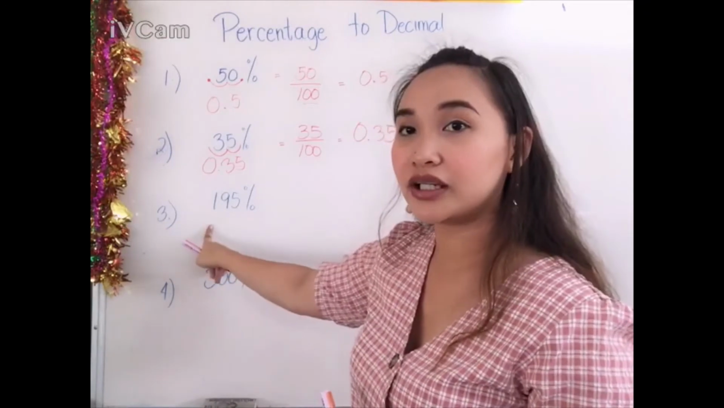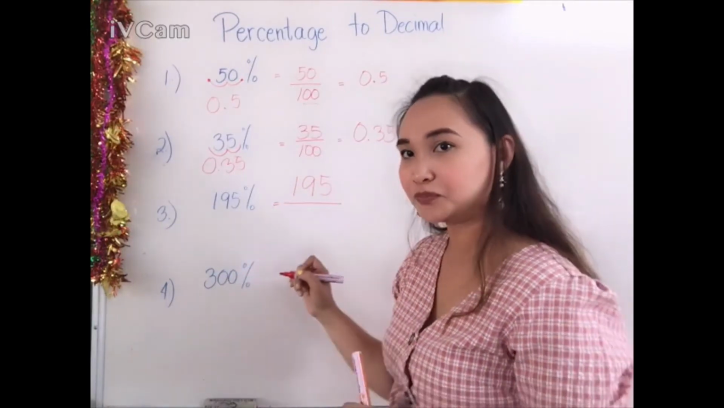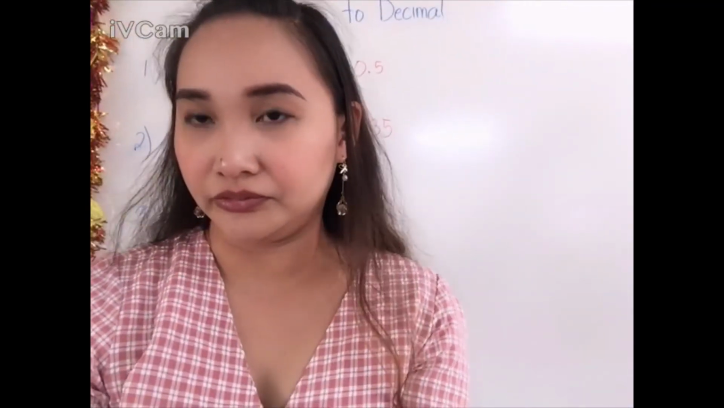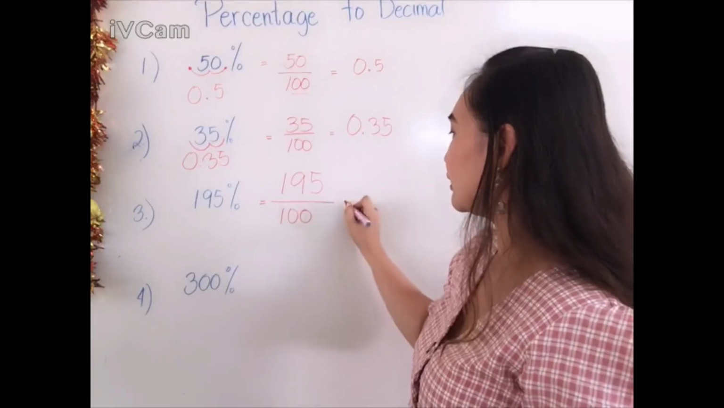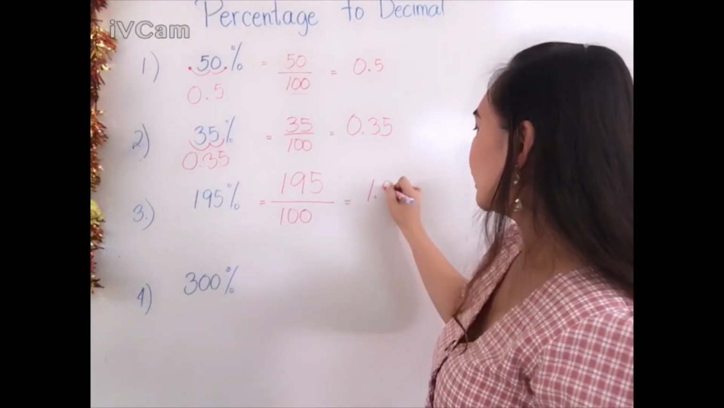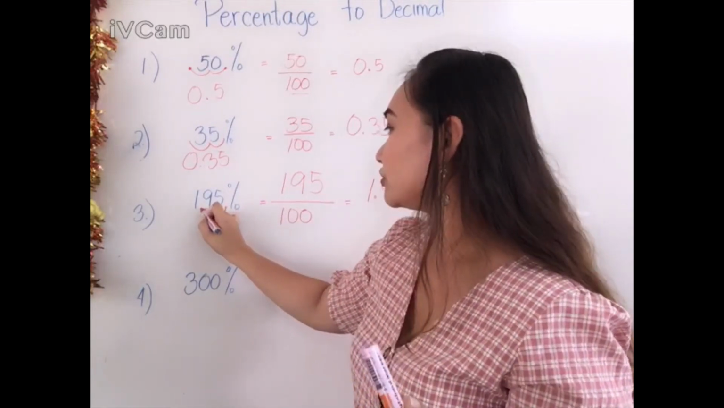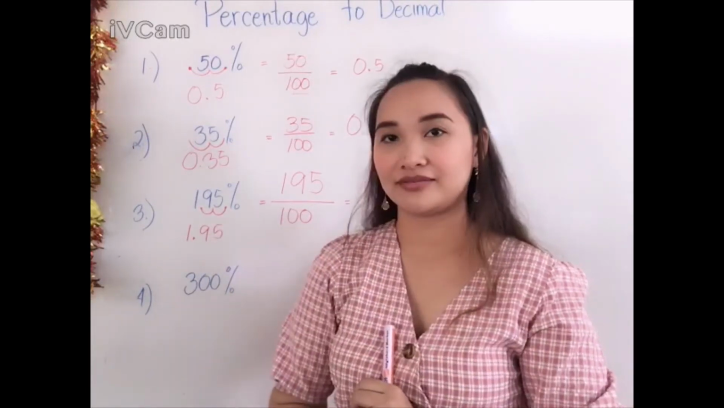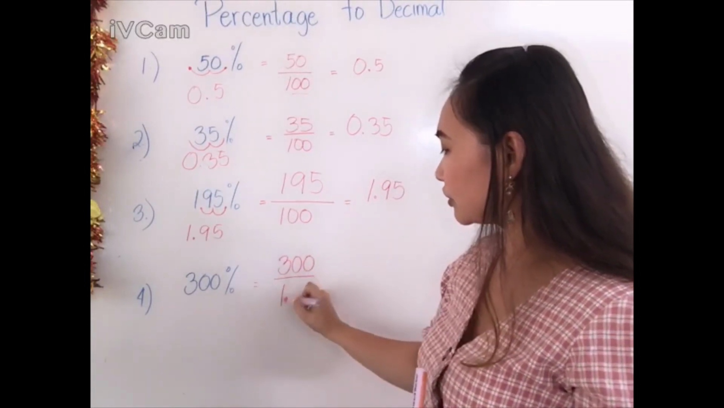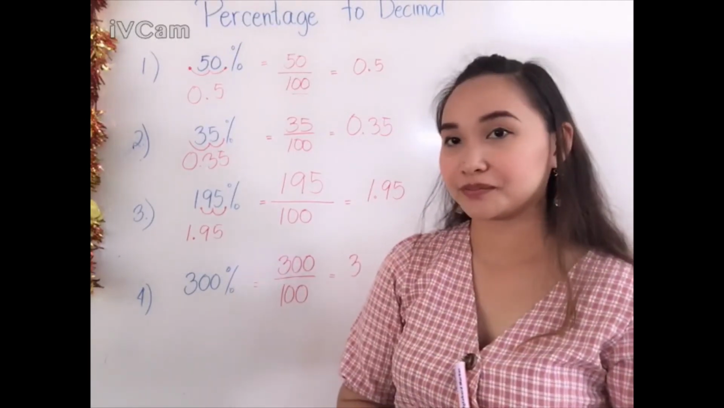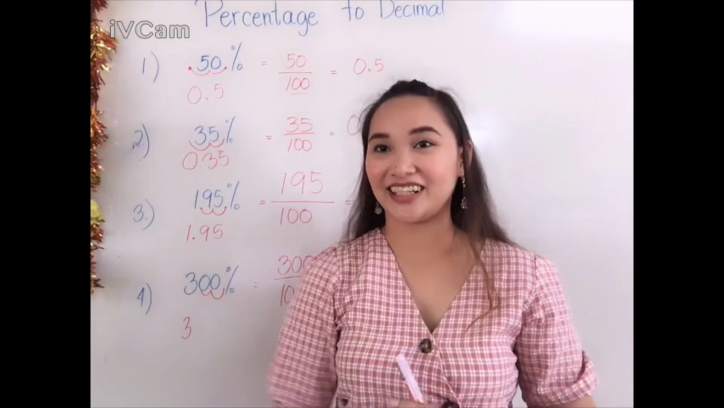Next, number 3, given 195%. So write 195 over 100. We can move closer so you can see clearly. So what is the answer? We have 1.95. Let's check: from here, move two decimal places, 1 and 2, 1.95. Next, number 4, 300%. That is 300 over 100, which is equal to 3. Let's move two decimal places, 1, 2. So that is 3. Very easy, right?